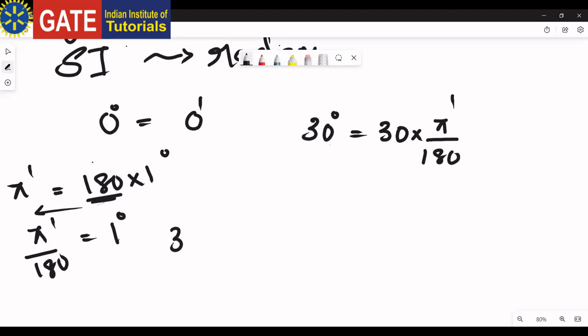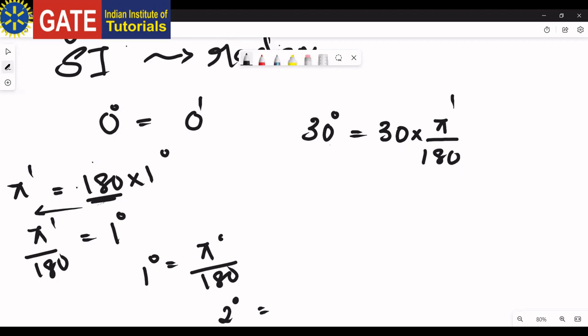So if you have 30 degree, what should you do? You should multiply this with 30. If you multiply LHS with 30, you have to multiply RHS also with 30. That is why 30 degree becomes equal to 30 into pi by 180 radian. Get it? So this is the equation: 1 degree equals pi by 180 radian. Writing it again, 1 degree equals pi by 180 radian. Okay. So if you have to find 2 degree, what will you do?